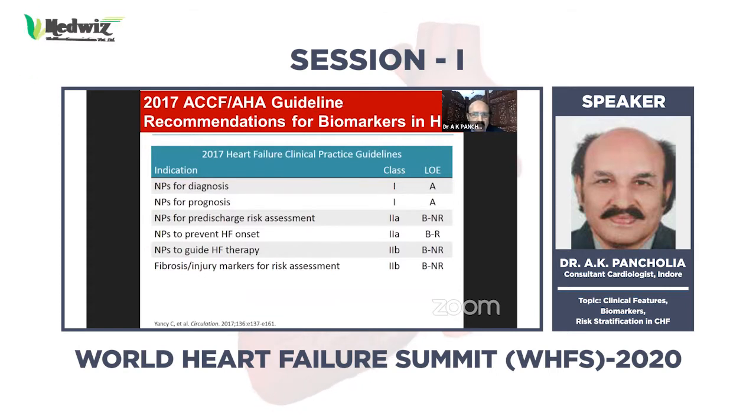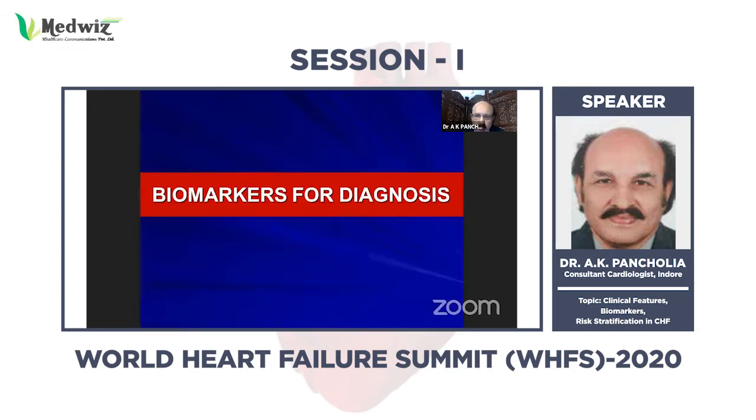The 2017 ACC/AHA guideline recommendations for the biomarkers in heart failure: the natriuretic peptides for the diagnosis, class 1 level A recommendation; for prognosis, class 1 level A recommendation; for pre-discharge risk assessment, class 2A level B recommendation; to prevent heart failure onset, class 2A level B recommendation; and to guide heart failure therapy, class 2B level B recommendation. And of course the markers for fibrosis and markers for myocardial injury, like troponin, ST2, and galectin-3, are used for risk assessment, class 2B level B recommendation.